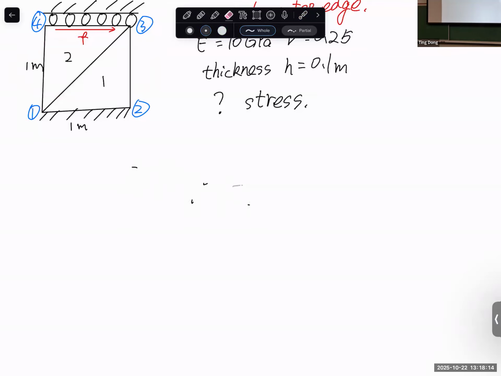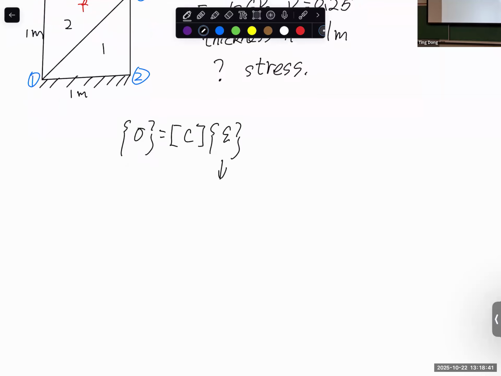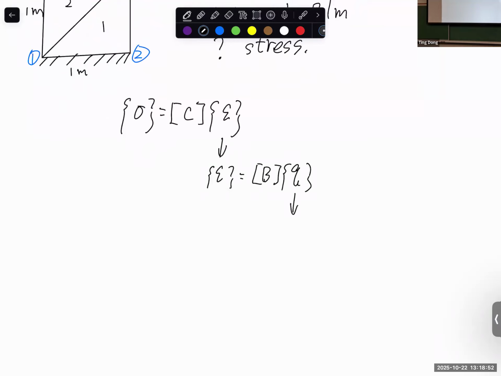So let's make it clear stepwise. Since this is a more complicated question, let's make each step clear. The question asked about stress. Students already answered that it equals the C matrix times strain. And the strain, as we talked about in the previous lecture, equals the B matrix times the degrees of freedom. Sorry, this is the complete entire degrees of freedom, but the unknown degrees of freedom we need to solve using KQ equal to F for our entire system.